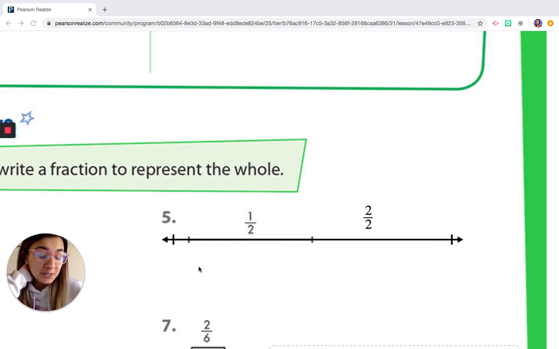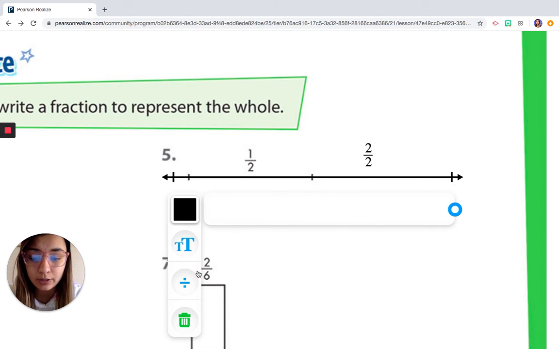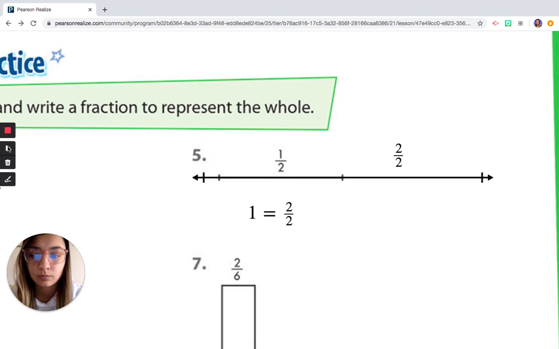So I had my 1 part. We needed 2, so I have 1 over 2, and now I have 2 over 2. We see that our numerator and our denominator are the same, so we know that is correct. So what I'm going to do is I'm going to write it. Hold on, let me pause for a sec. So I wrote my answer, which is 1 equals 2 over 2, and that is how you represent the whole.